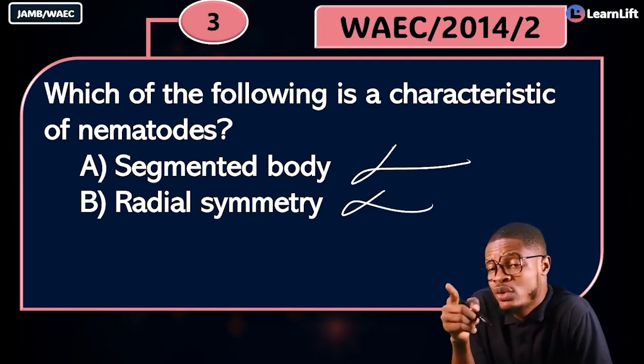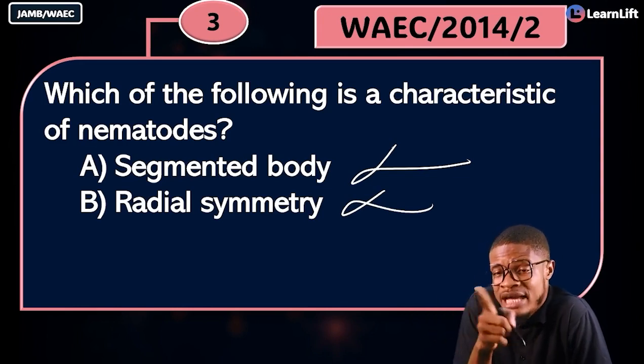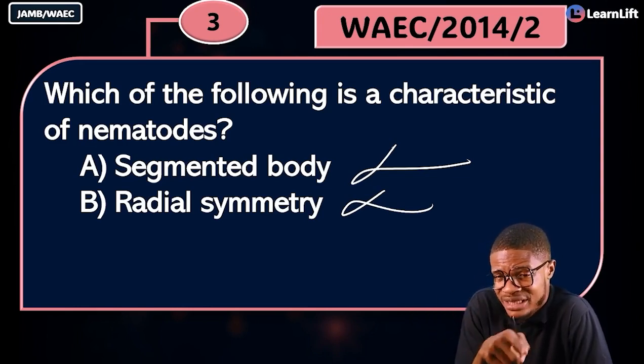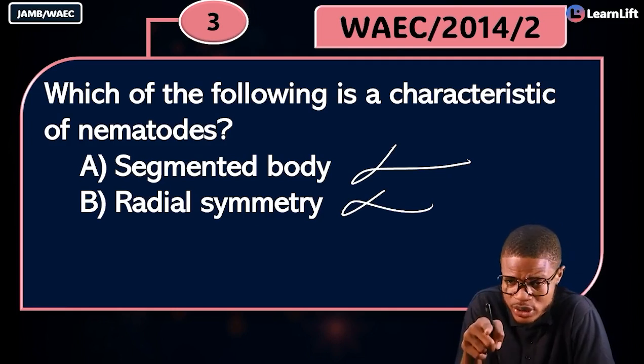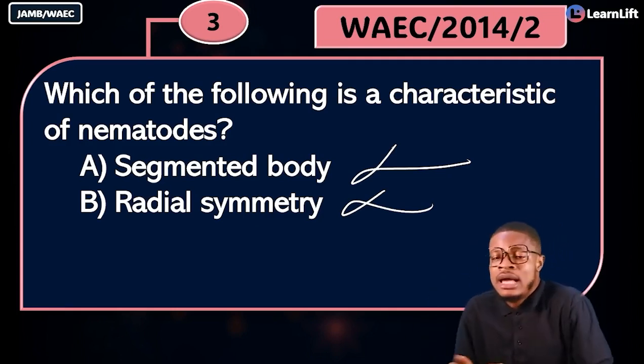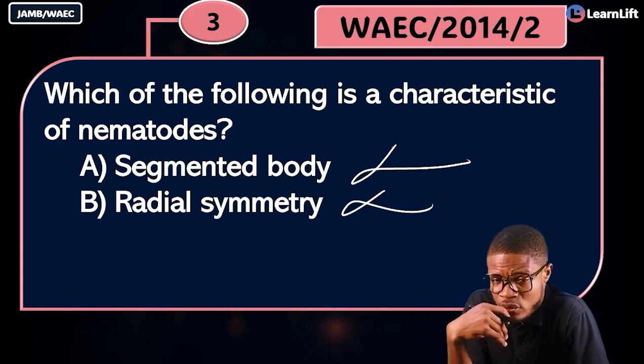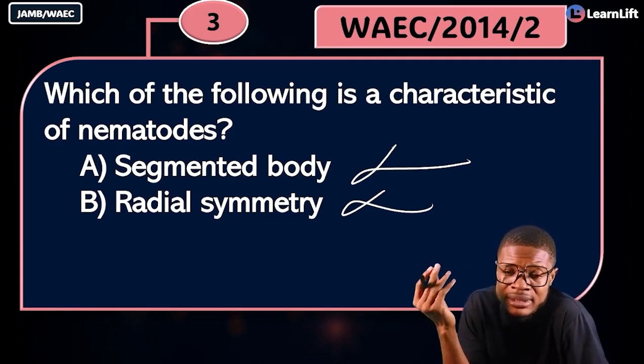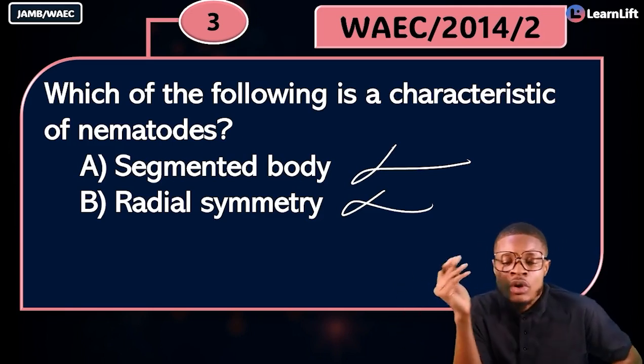In fact, as we move down to echinodermata, I'll tell you the aspect of echinoderms that has radial symmetry. The adult form of echinoderms has radial symmetry, but their larval stage is bilaterally symmetrical. That's just the major thing that brings radial symmetry into it there.